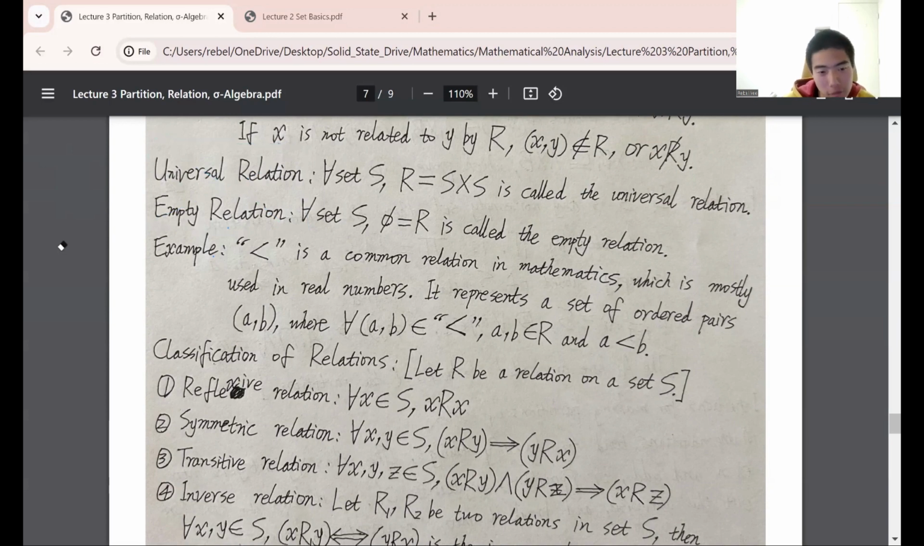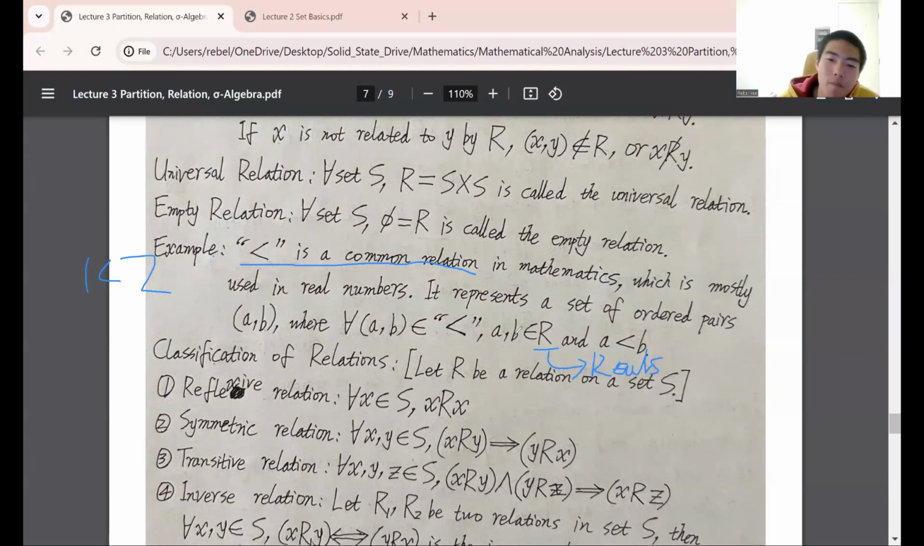Okay, so we can say smaller is a common relation. Smaller, yeah, you can see it's from elementary school. One is smaller than two. Smaller is a very common relationship, and it's usually used on real numbers, because complex numbers don't have order, but their moduli do. So it's mostly used on real numbers. And it represents a set of ordered pairs (a, b) over R. R here is not a relation; R here denotes the real numbers, or reals.